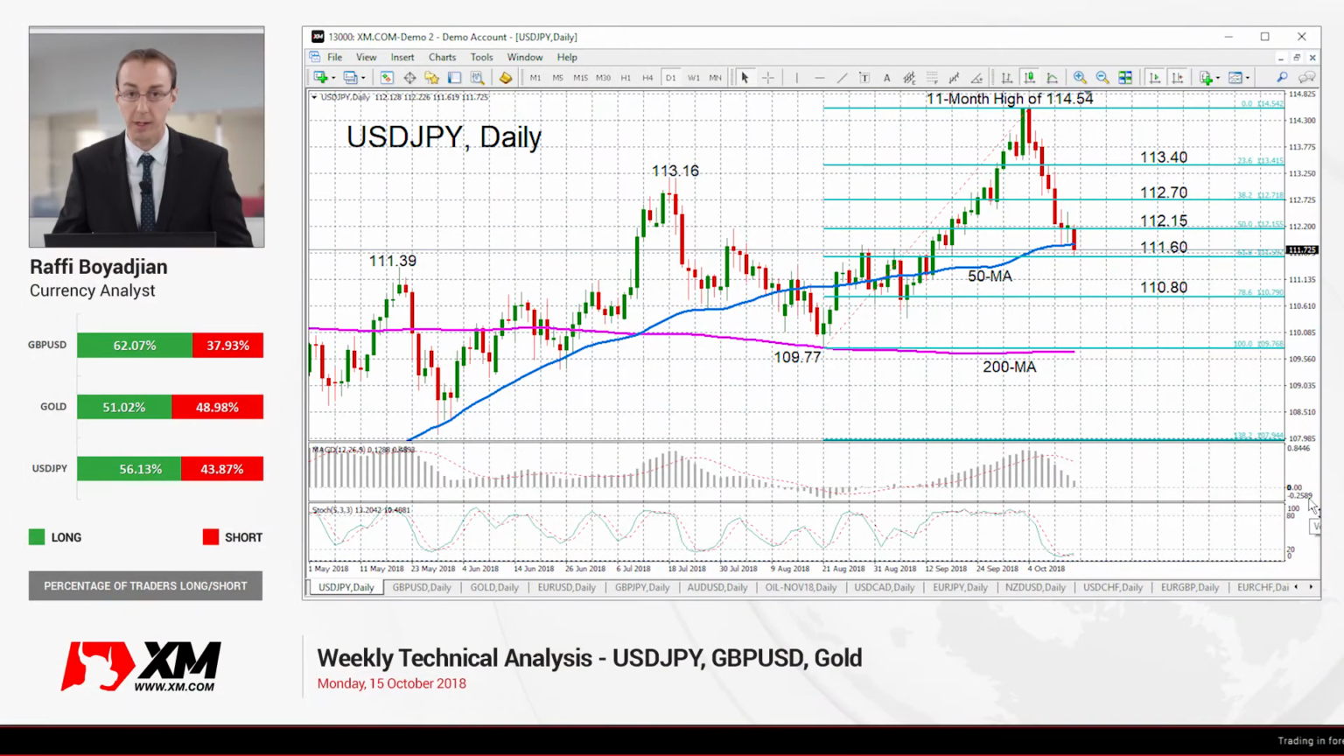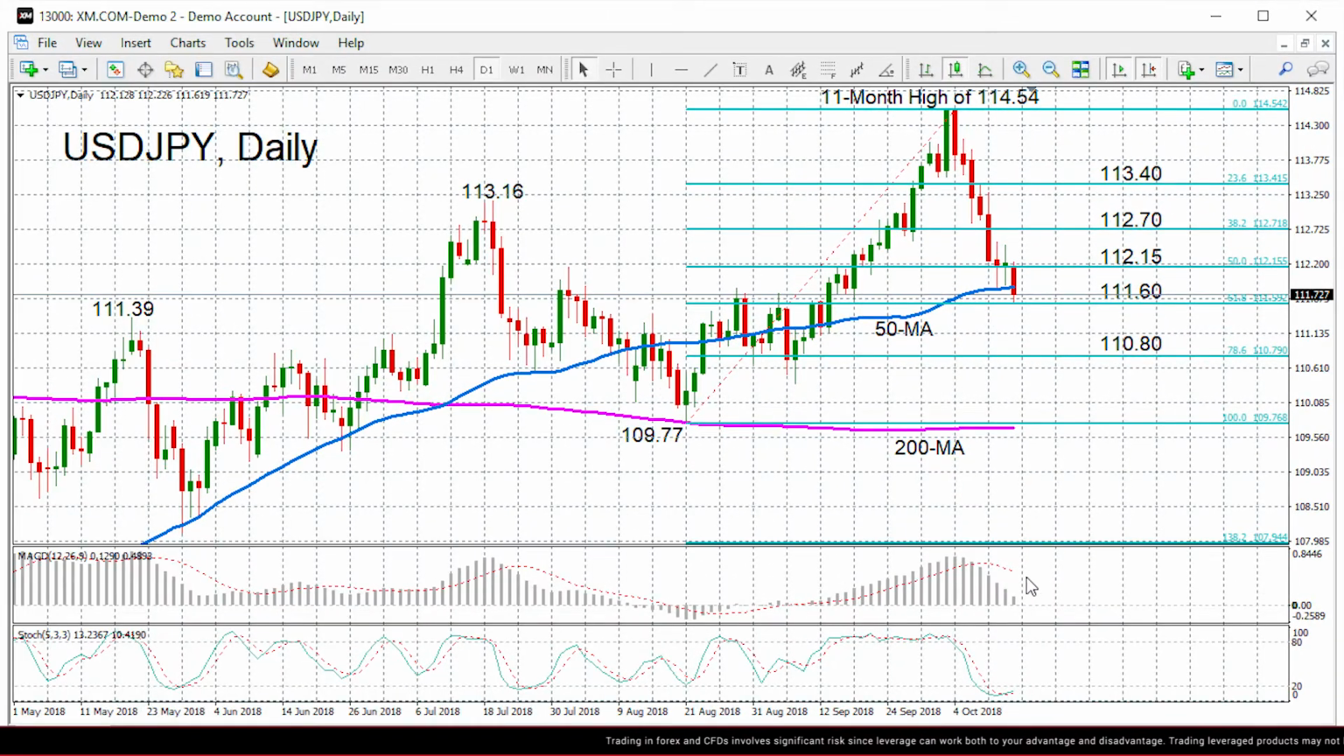The pairs we're going to be looking at for this week are the dollar yen, the pound dollar, and gold. Starting first with dollar yen, we can see that the near-term bias for the pair is very bearish at the moment. There's been a significant deterioration in the positive picture as indicated by the MACD histogram, which has fallen sharply from its peaks early in October and is way below its red signal line and is approaching the zero line.